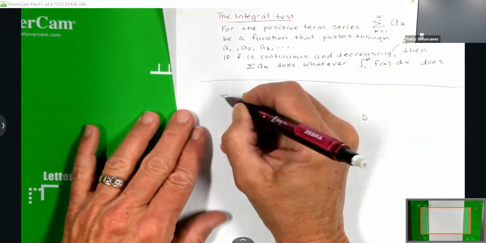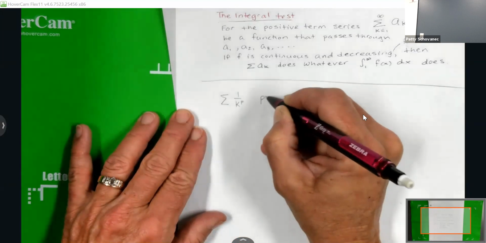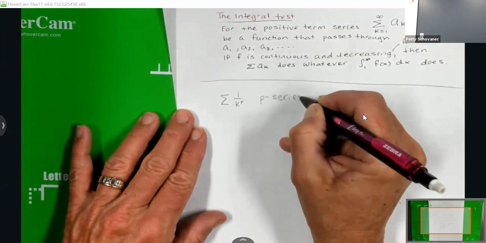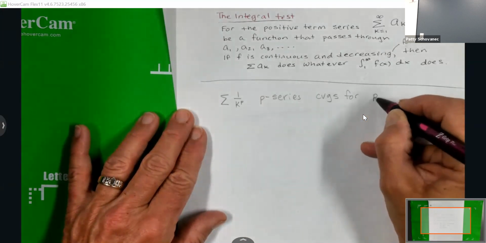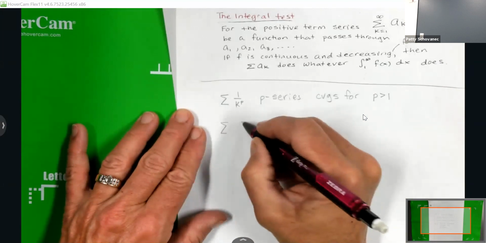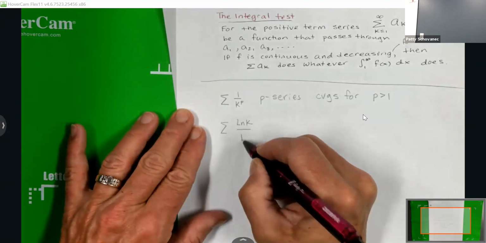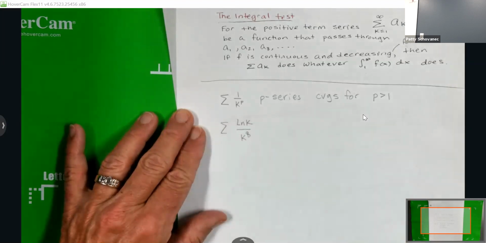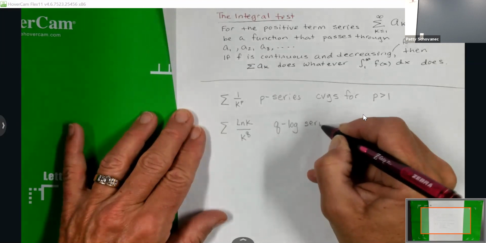The series 1 over k to the p is a p-series, and it converges for p strictly bigger than 1. Put a logarithm up there, and let's change the power to a q. It's called a q-log series.